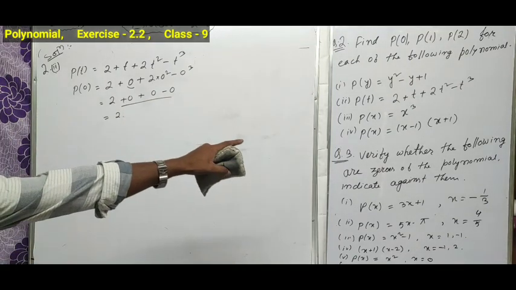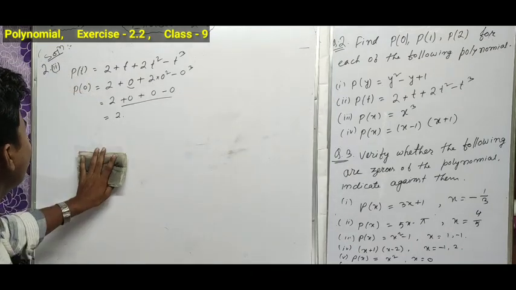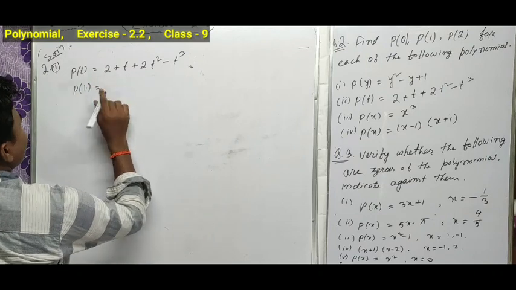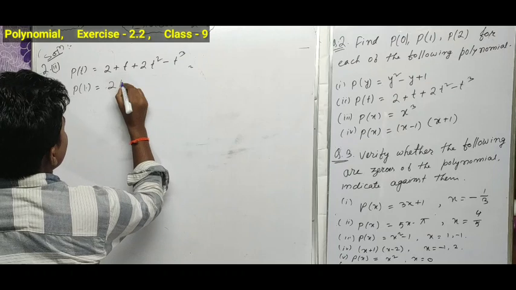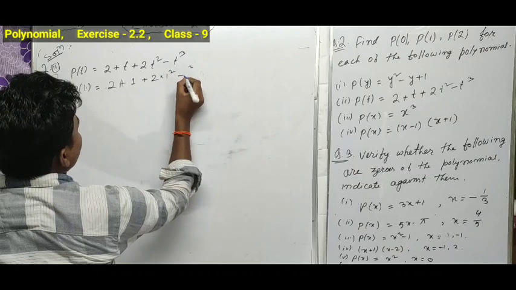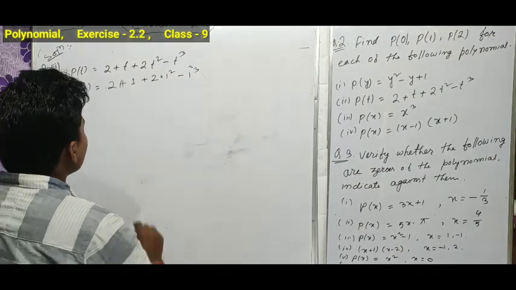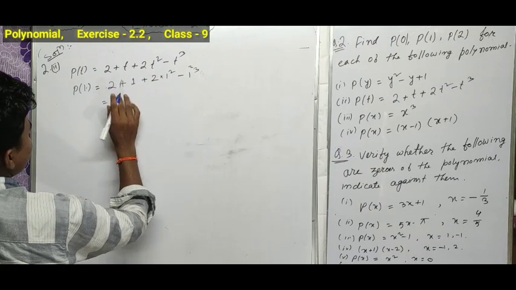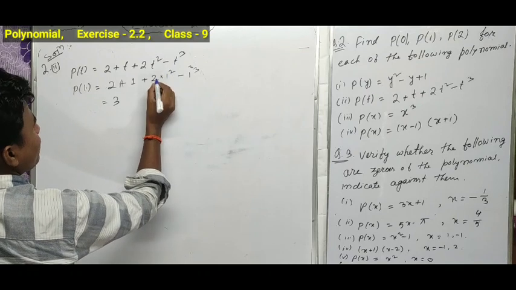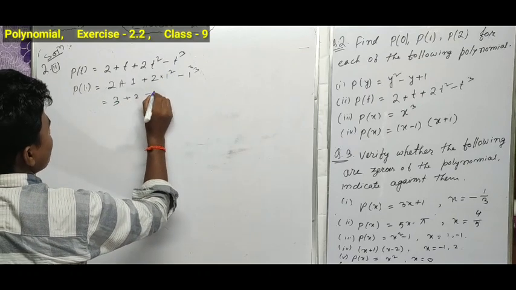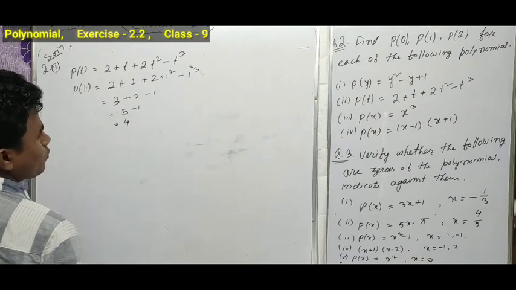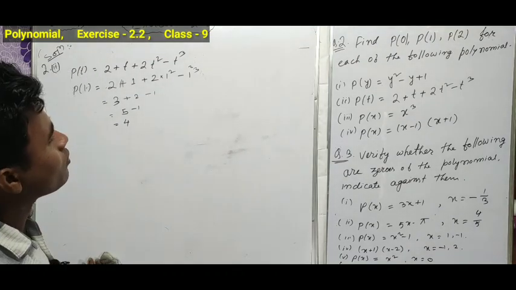Next, at p equal to 1, we will do p equal to 1. What value will come out? 2 plus 1 plus 2 into 1 square minus 1 cube. 2 plus 1 equals 3, and 2 into 1 square is 2. Minus 1 is there. So 5 minus 1, that means 4. This one is also very simple.